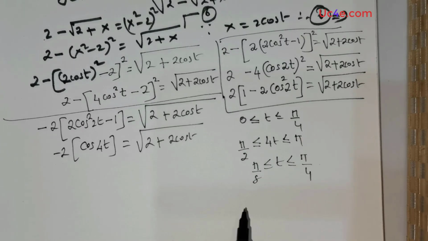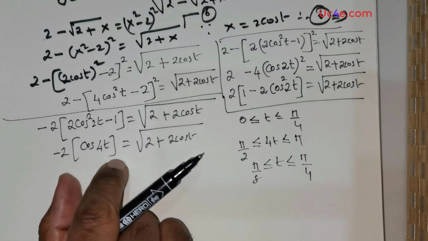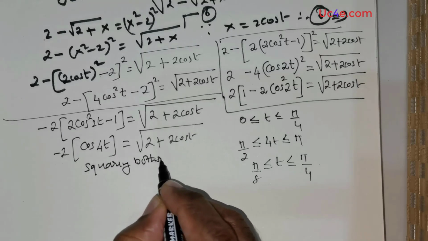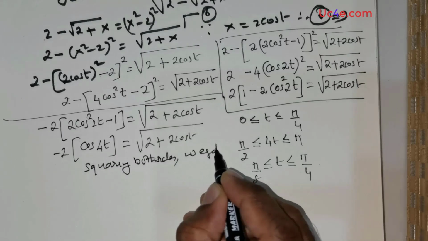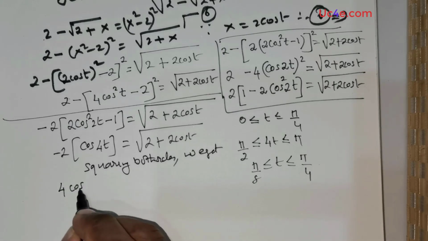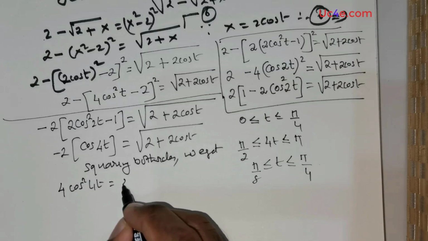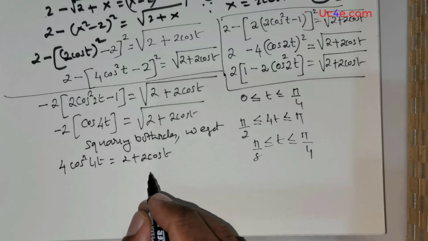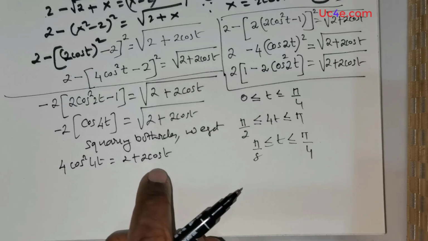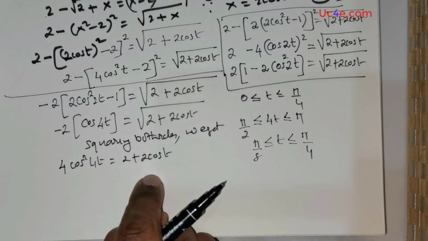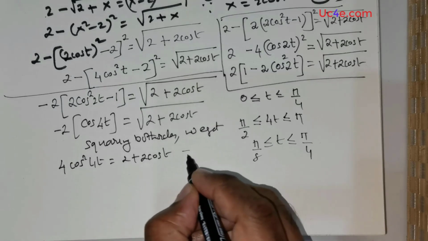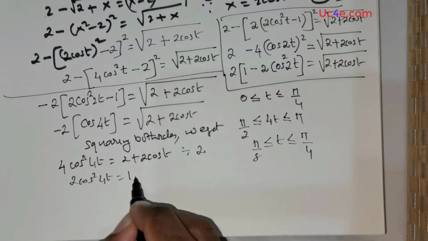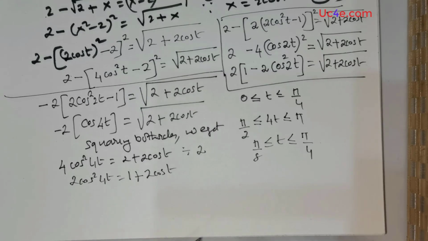So having got that, what I wish to do is square both sides. Squaring both sides, we get 4 times cos squared 4t is equal to 2 positive 2 times cos t. Now I would like to bring the cos t to the left. Now before I could do that, let me divide by 2. Dividing by 2 would give me 2 times cos squared 4t is equal to 1 positive 2 times cos t. So this is what I've got.